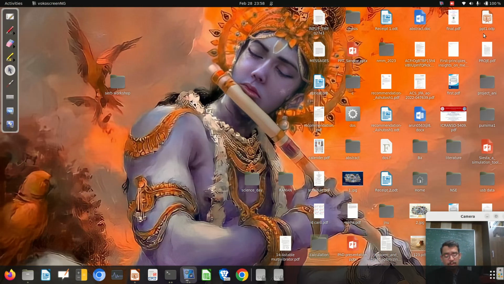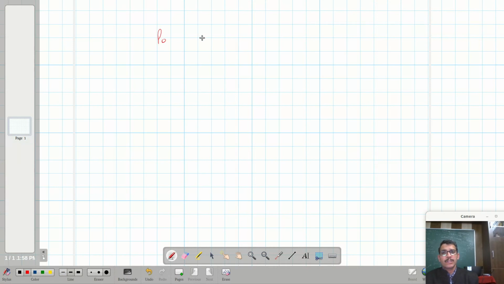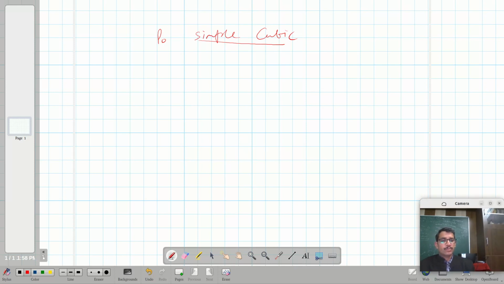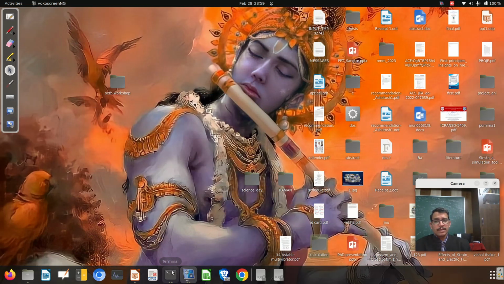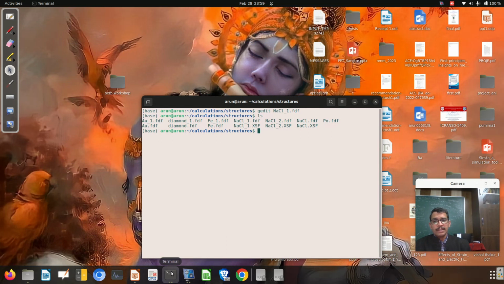If I recall, polonium is basically a simple cubic structure. It means that if I understand its lattice vectors and the position of the atom, then I can easily visualize it. So first of all, let me open a file which I made here.